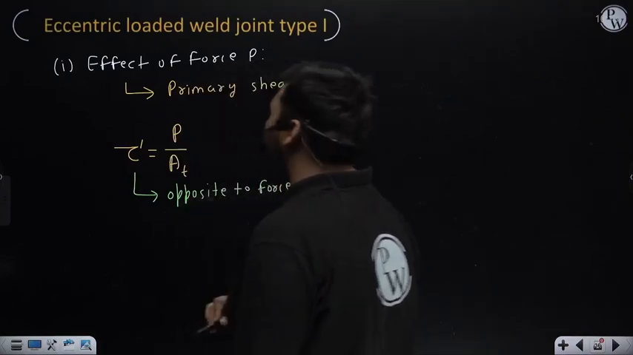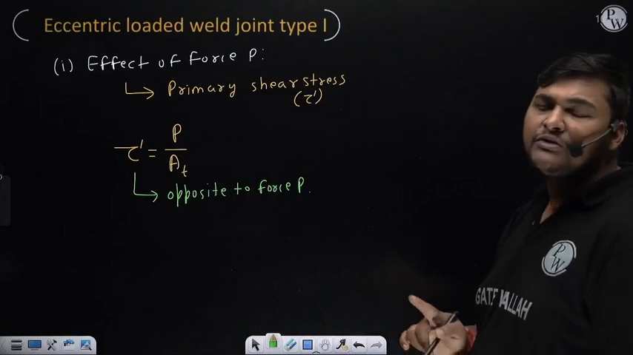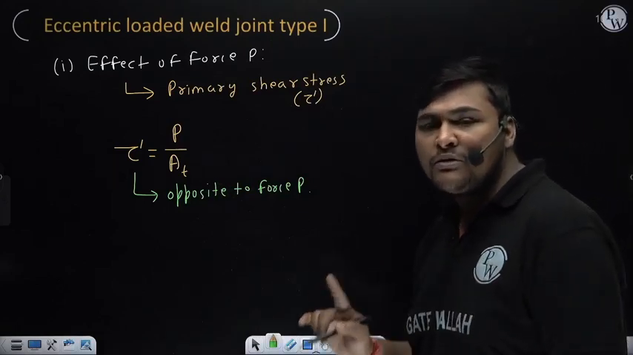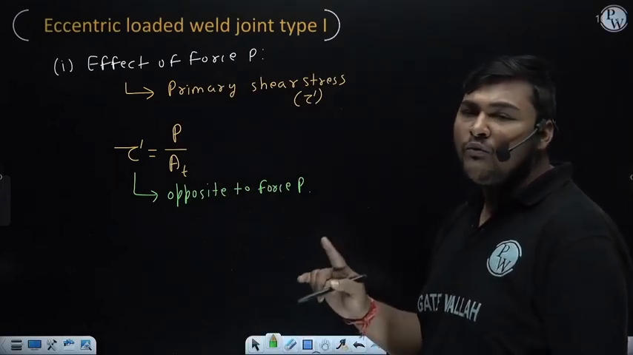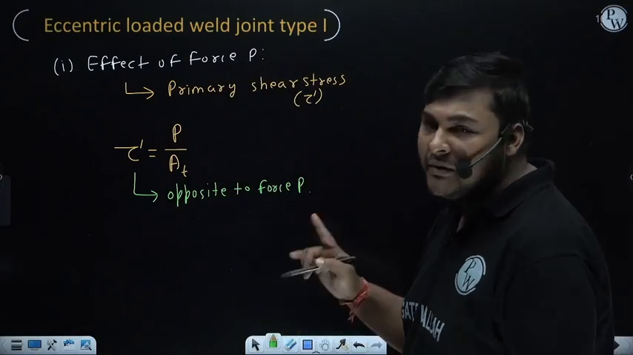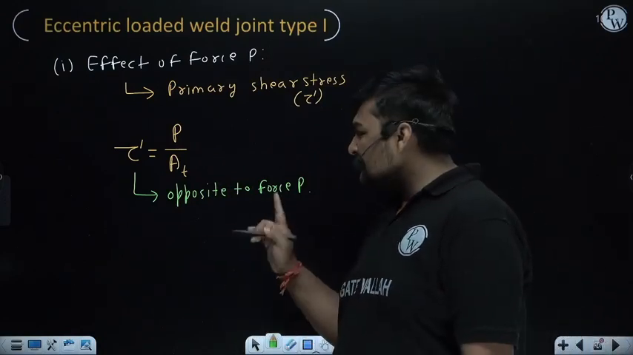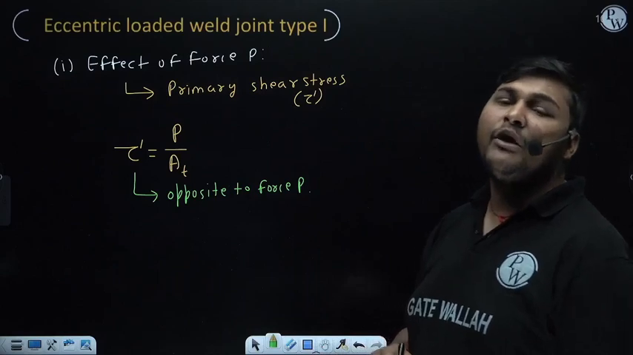I am just explaining the steps. Primary shear stress will be the same at each point of the throat, whose formula is total force P divided by total throat area. It will be the same at each point of the throat. And how to find its direction? It will be opposite to P.